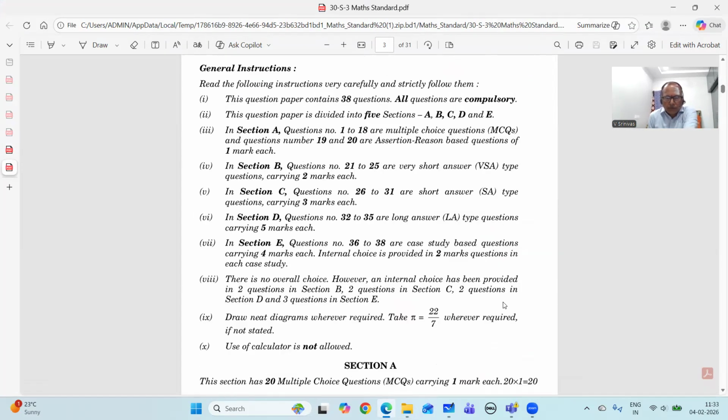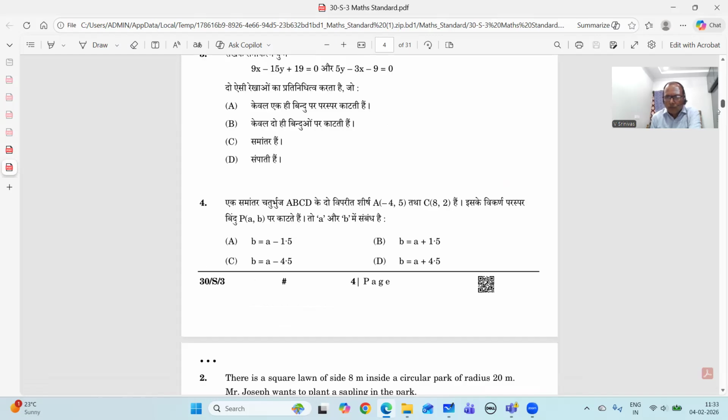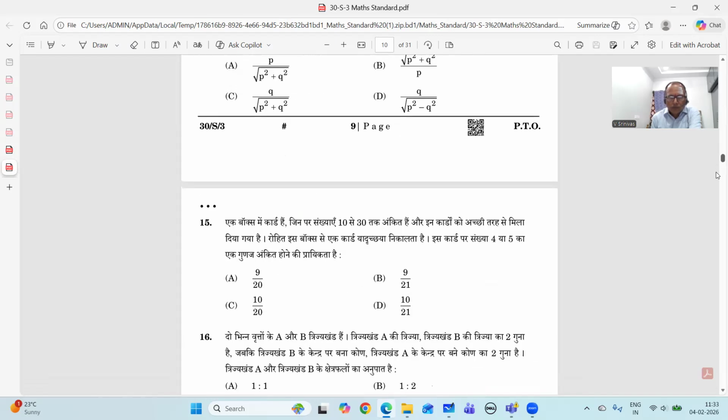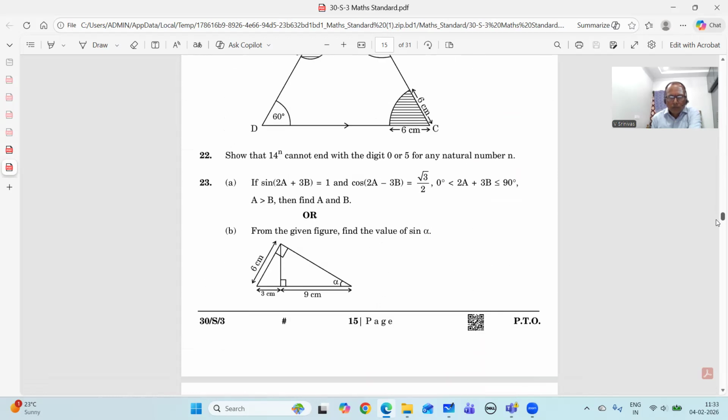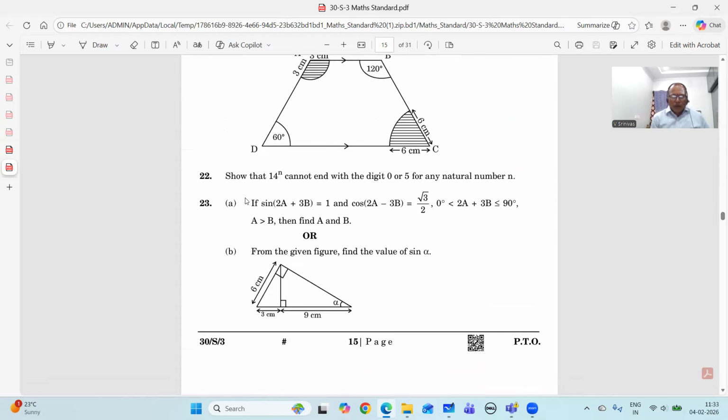That is question 22. Show that 14 power n cannot end with 0 or 5. I have used 'does not'. Okay. Now let's go to the next question. I have used 'cannot' in the same sense as 'does not'. Okay. I have taken 'cannot' as equal to 'does not'.